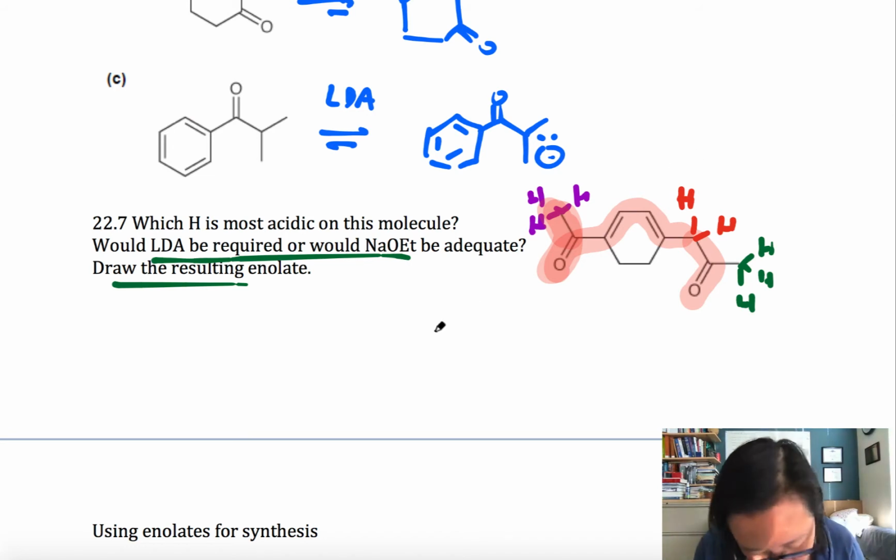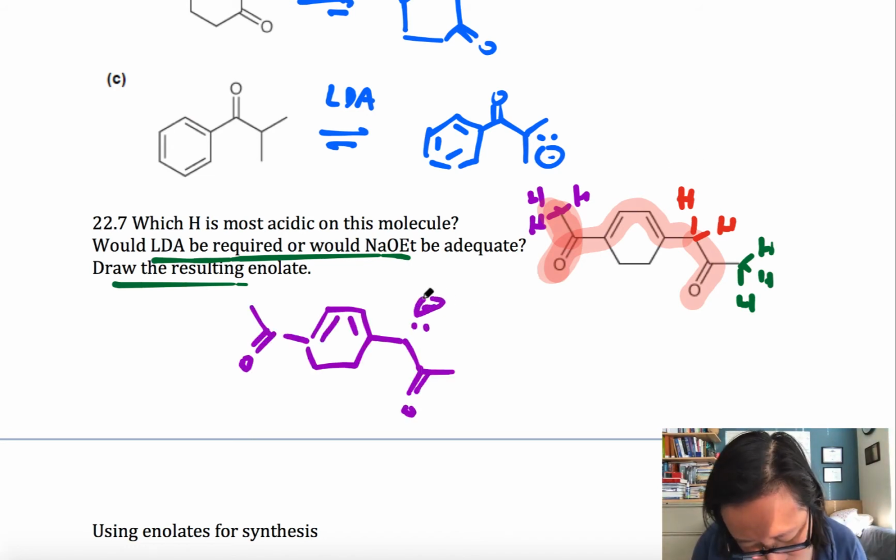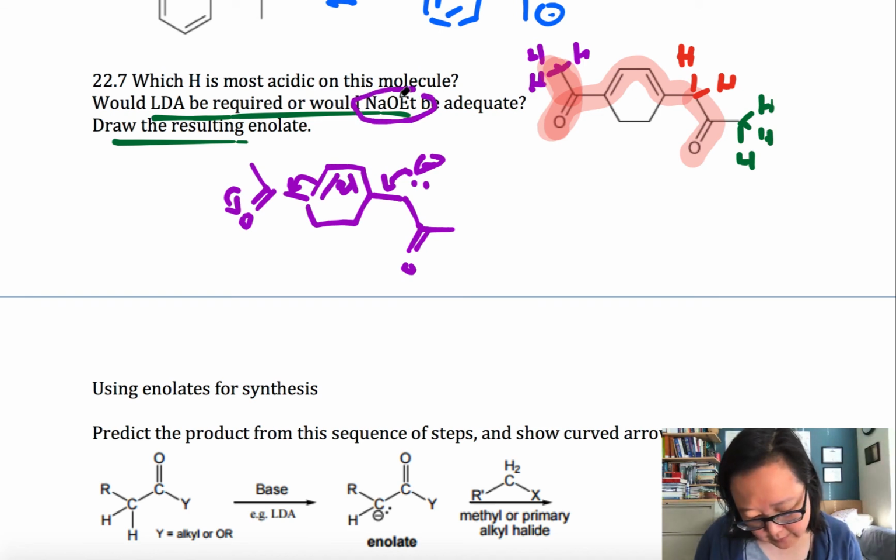So let's draw the enolate. So the enolate that I would expect you to draw is this one. And then you can show how there's resonance all throughout here. And sodium ethoxide would be adequate.